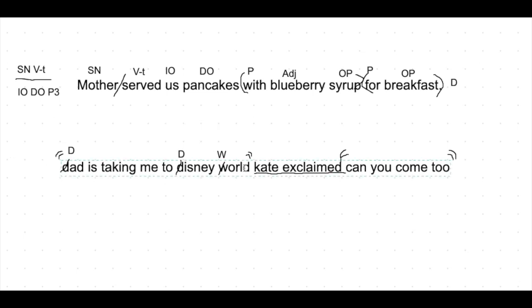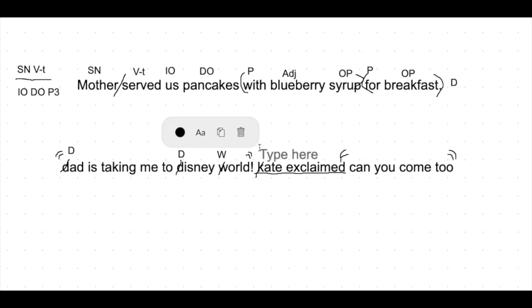Dad is taking me to Disney World. We need an ending punctuation here, but we know it's not the actual end of the sentence because the end of the sentence comes after Kate exclaimed. But she's exclaiming, so we need to put an exclamation point right there. And then we need to capitalize Kate because Kate is a proper noun. We need to put a period at the end of the sentence because the end of the actual sentence comes after exclaimed.